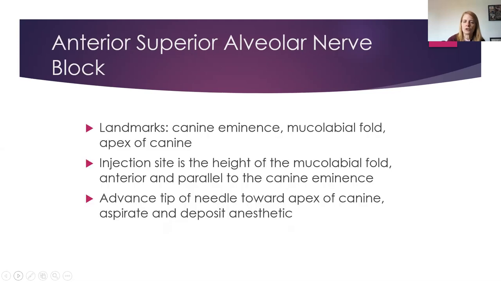And your ASA, your landmarks here are your canine eminence, the mucobuccal, mucolabial fold, and the apex of the canine. The injection site is at the height of that mucobuccal fold. It's anterior to the canine eminence, so a little bit to the mesial of the canine eminence, and it's parallel. You're going parallel to the long axis of the tooth.